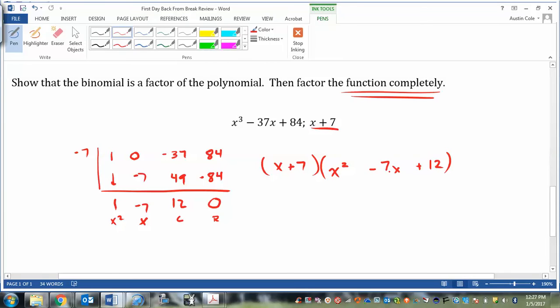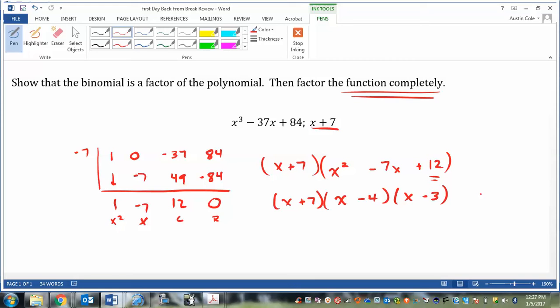Now, can I factor this guy? Factors of 12 that add up to negative 7. Is that negative 4 and negative 3? So I'm going to have x minus 4 and x minus 3. Any questions about anything that I've done up here?